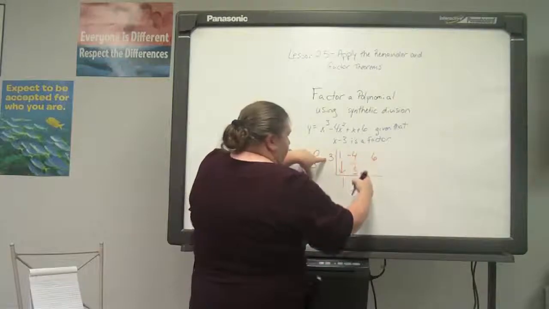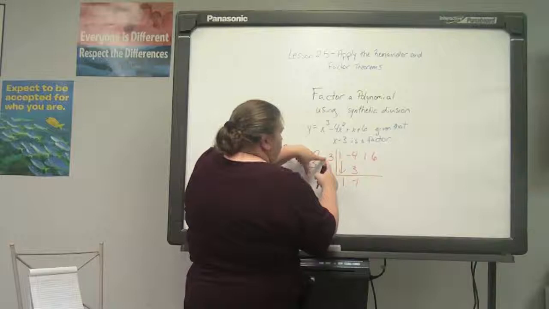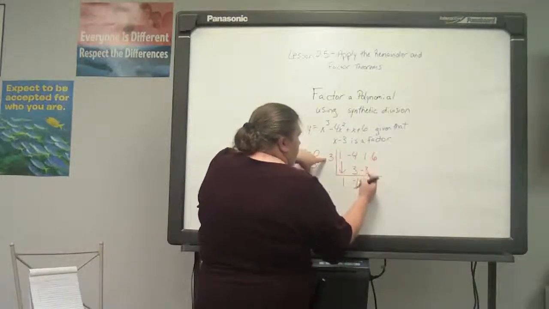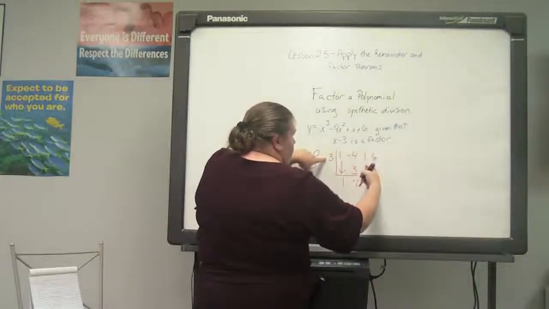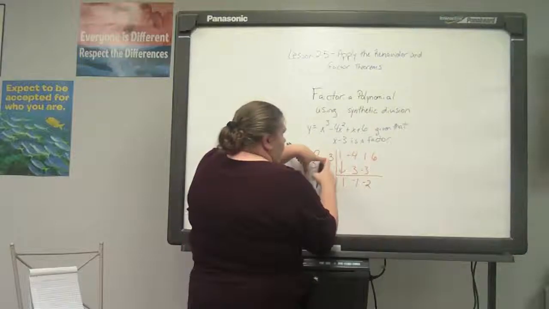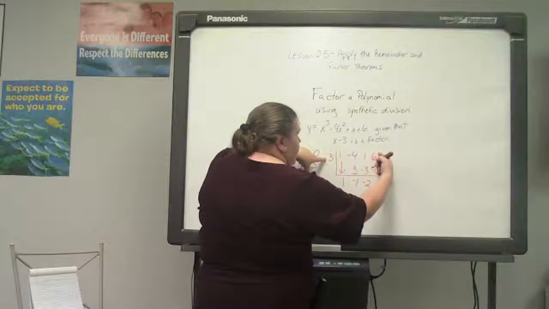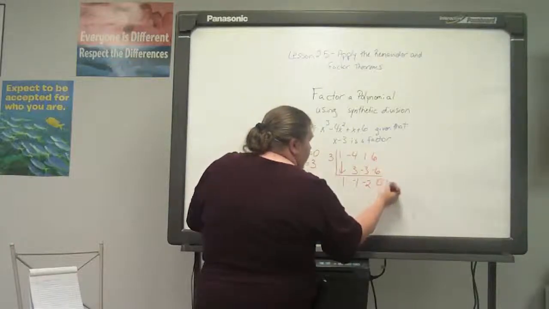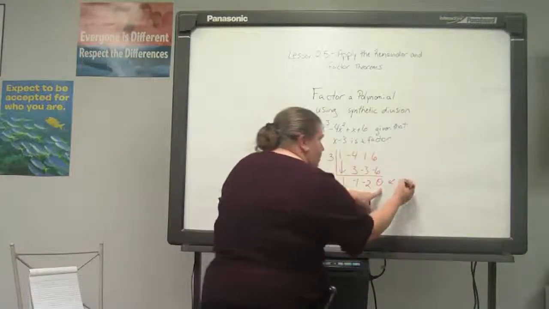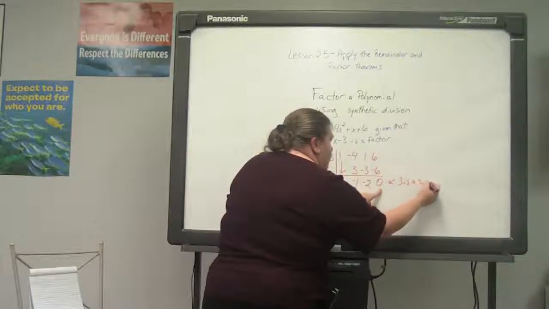We add inside. Negative 4 plus 3 is a negative 1. We multiply outside. 3 times a negative 1 is a negative 3. We add inside. 1 minus 3 is a negative 2. We multiply outside. 3 times a negative 2 is a negative 6. We add inside. 6 minus 6 is 0. Because my remainder is 0, we can say that 3 is a zero.